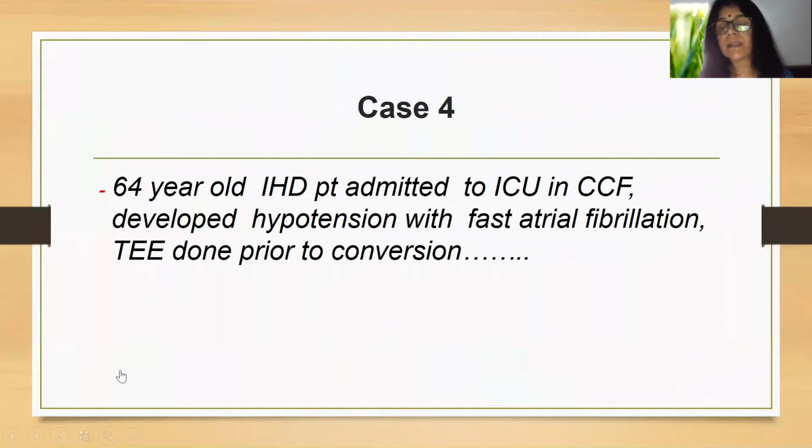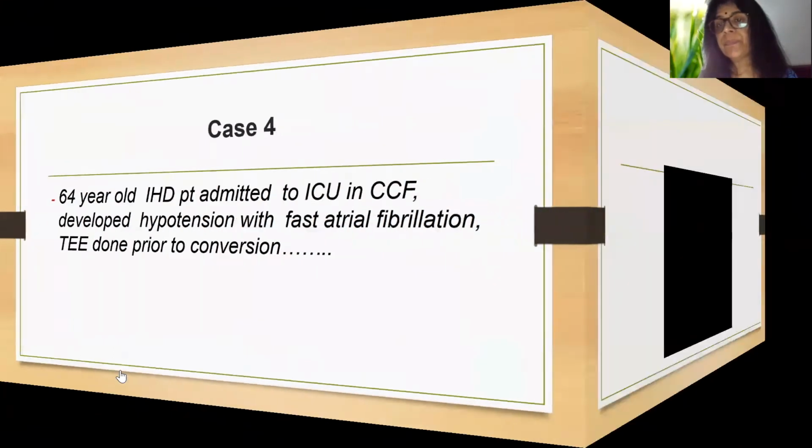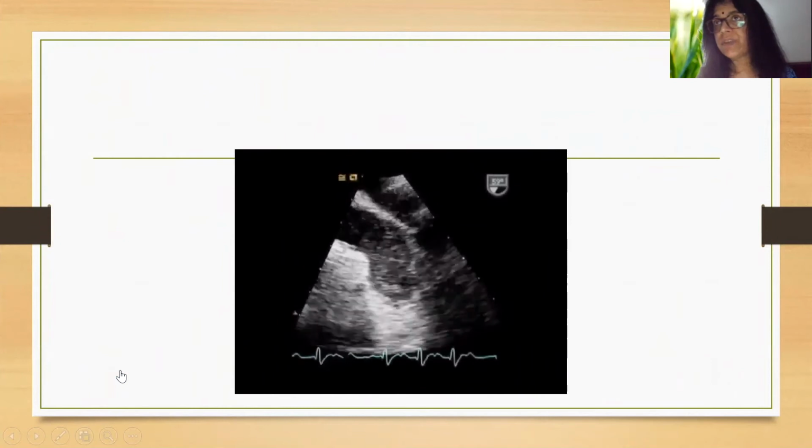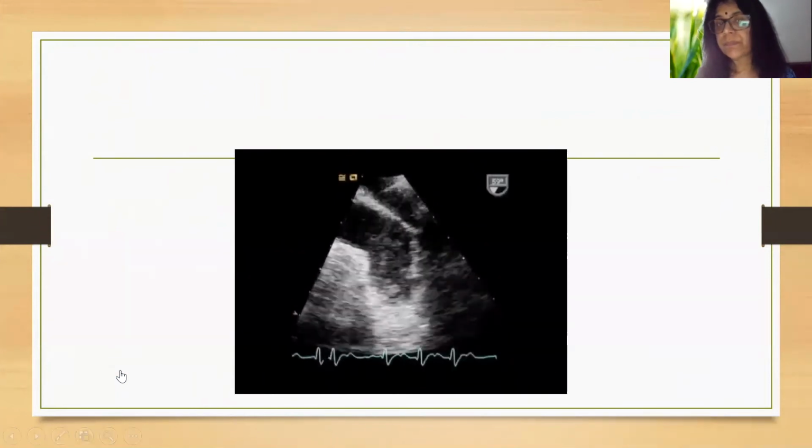The next case is another 64-year-old ischemic heart disease patient who's admitted to the ICU with congestive cardiac failure. He develops fast atrial fibrillation, and we want to cardiovert the patient and do a TEE. And what we see in the TEE is a left atrial appendage thrombus.